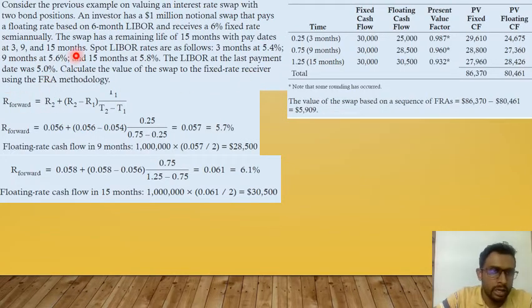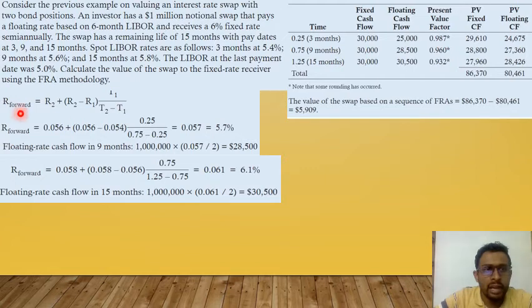As they have given that the last payment rate was 5%, the floating cash flow for 3 months would be 25,000. That is 5% into 1 million divided by 2, because it's for a 6 months period. For the fixed side, the cash flow will be at 6%, that is 30,000, 6% of 1 million divided by 2. Then we'll have to find out the next two cash flows at 9 months and 15 months.